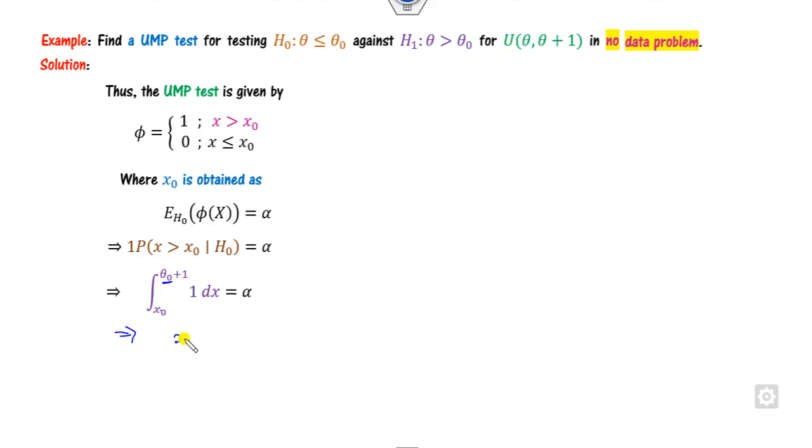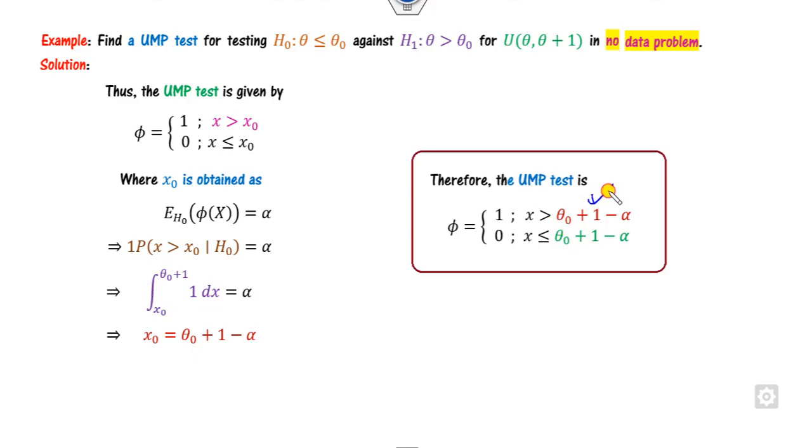Can you find the value of x naught from here? You can easily solve that. You will get this. Substitute this value here, and you will get the UMP test as this one.